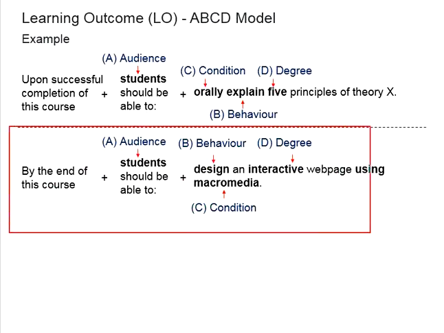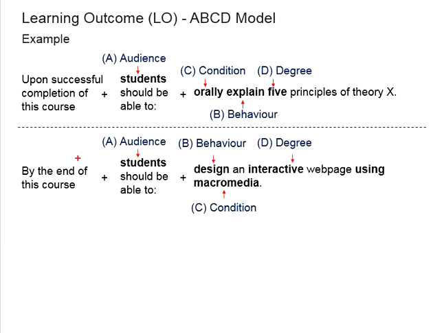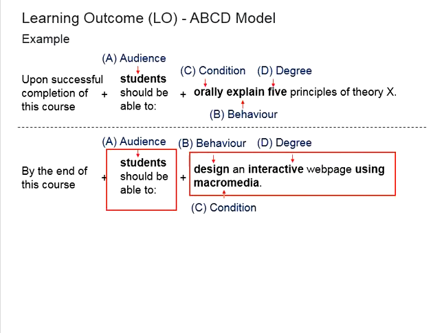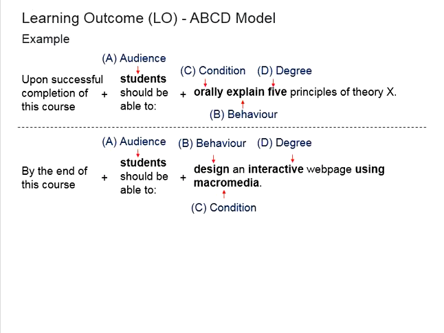Let us look at the second example here. By the end of this course, students should be able to design an interactive website using macromedia. By looking at the ABCD model, the students will be the audience. Design will be the action, which is the behavior. The condition will be using the macromedia. Now the degree will be an interactive website.